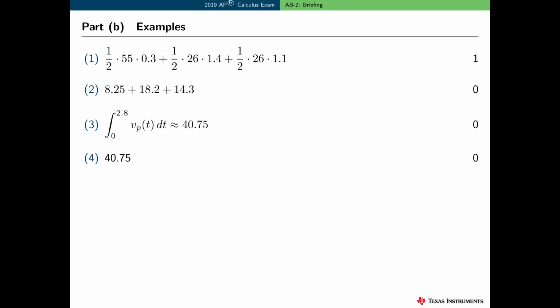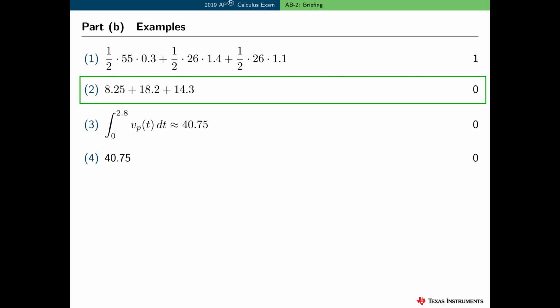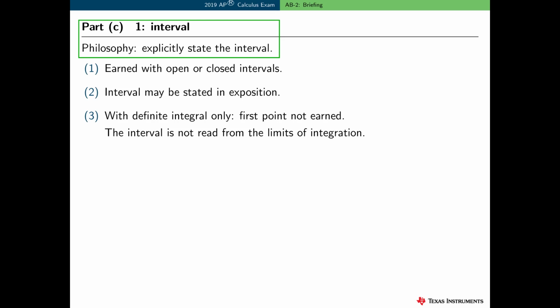Here are some examples of Part B responses and how each is scored. In example 1, there are 3 products, 3 terms, and a sum. This final numerical answer does not need to be simplified. This earns the point. In example 2, the student has not sufficiently conveyed a trapezoidal sum. This does not earn the point. And examples 3 and 4 are essentially bald answers. There is no evidence of any kind of a sum. Neither earns the point.